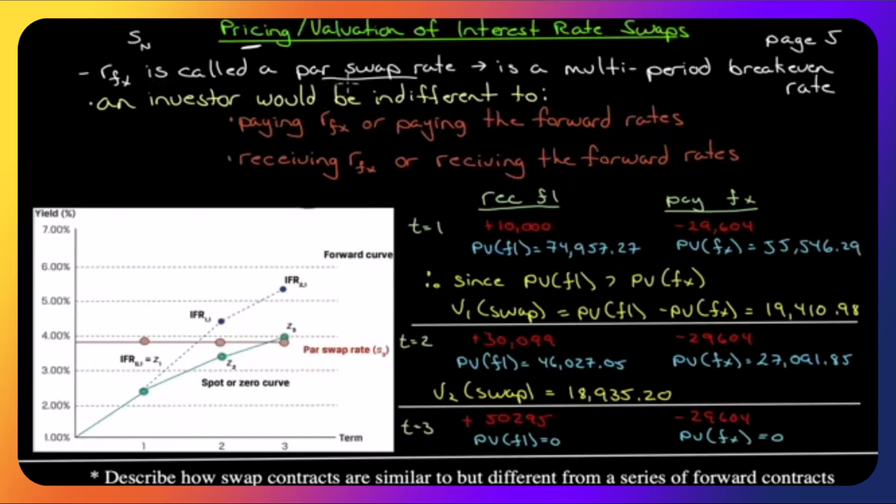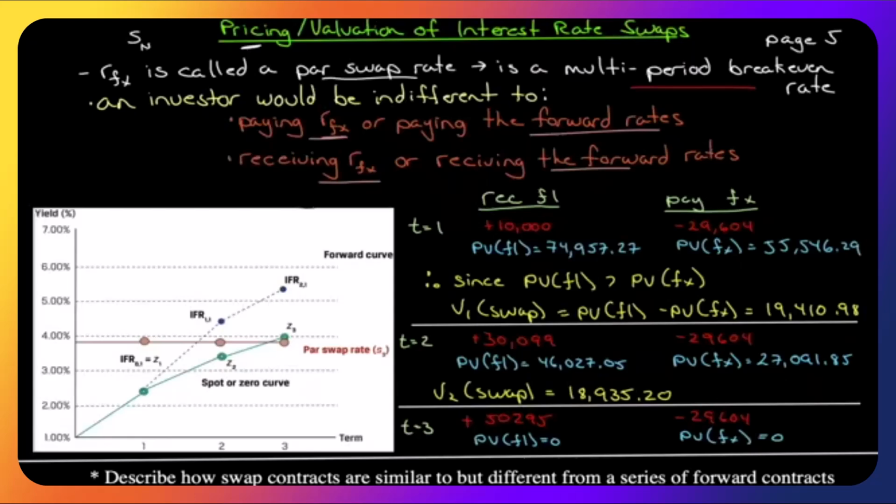So R sub FX is called a par swap rate. It is a multi-period break-even rate. An investor would be indifferent to paying the par swap rate or paying a series of forward rates that are all different. It is the single rate at which it is equivalent to a series of multi-period rates. So we'd be indifferent to that or to receiving it versus receiving the forward rates.